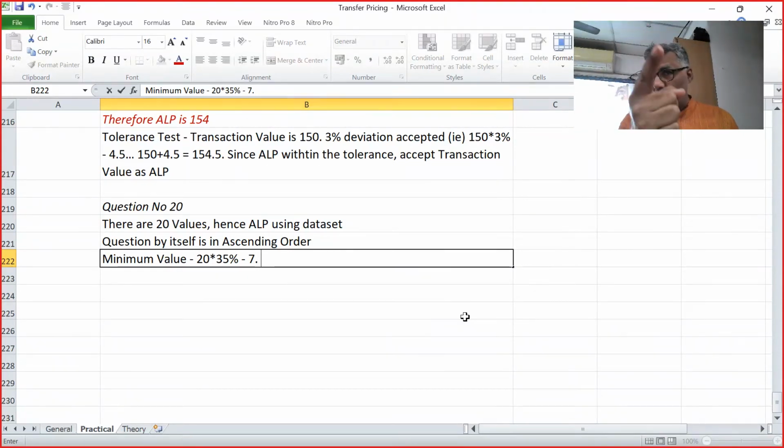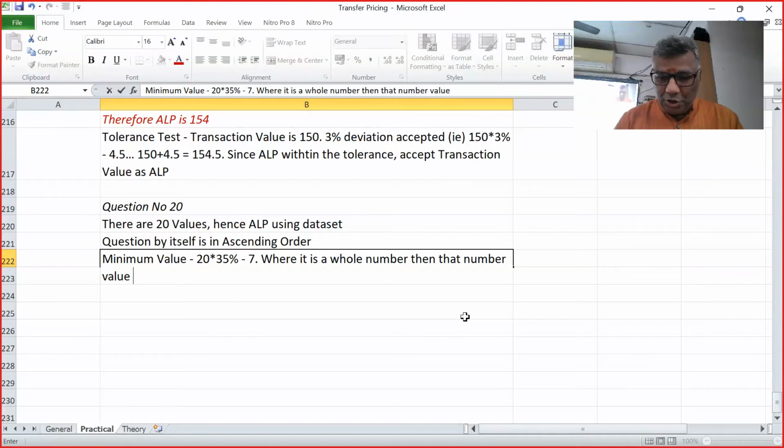He was telling when the entire concept started, where it is a whole number, then that number value plus next value divided by 2. N plus 1 divided by 2. That is what he said, in data set construction.